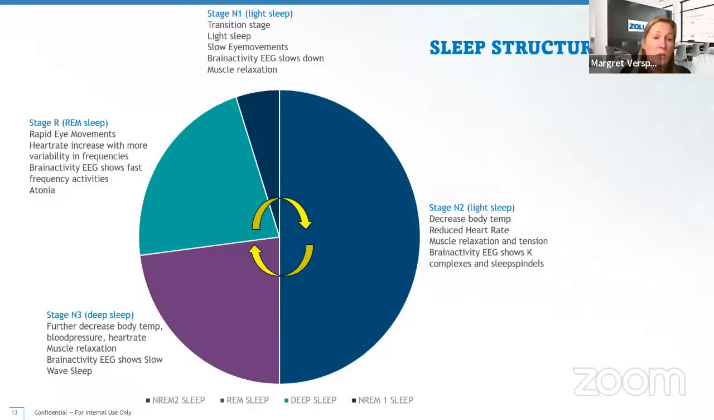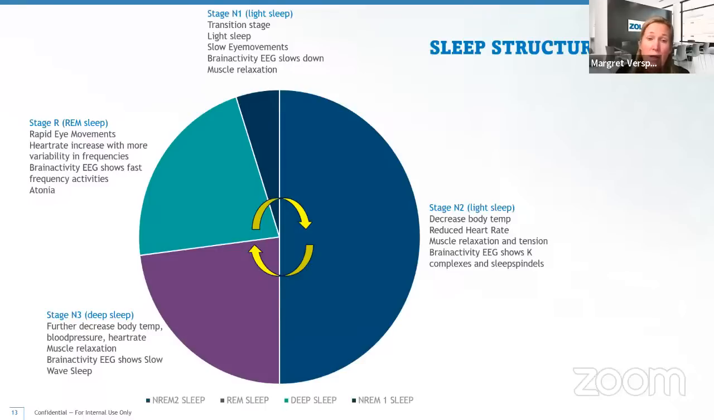Then the next phase, from deep sleep, we go to REM sleep. Like I already mentioned, REM is specific for rapid eye movements. When you look at babies, for example, when they are asleep, you can very easily see how the eyes are moving during REM. It goes from left to right and up and down, the rapid eye movements.